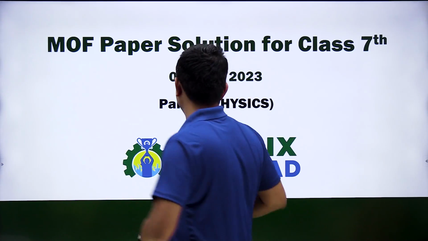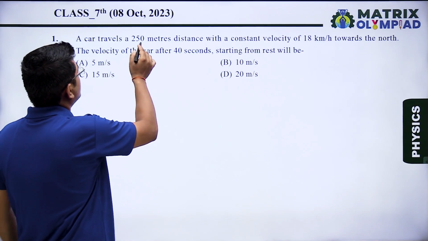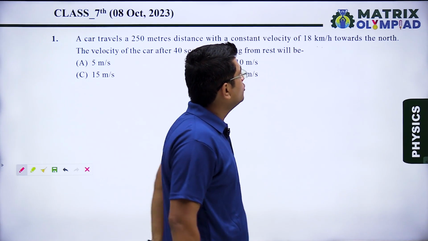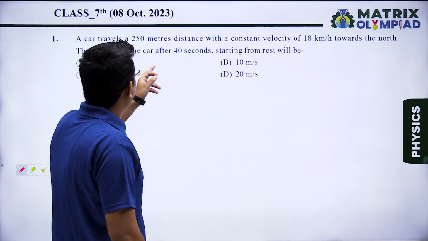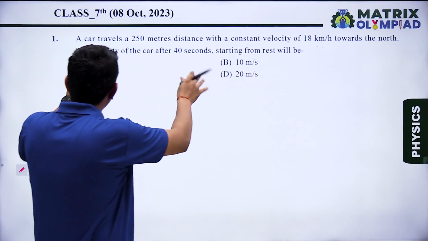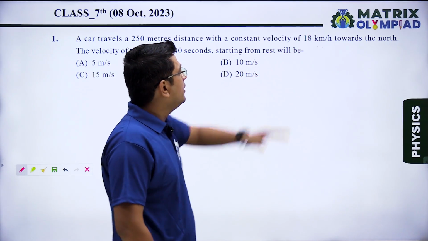So let us start. First question is, a car travels a 250 meter distance with a constant velocity of 18 km per hour towards the north. The velocity of car after 40 seconds starting from the west will be. As we can see, the answer is in meter per second. So first of all, we will convert this 18 km per hour into meter per second.